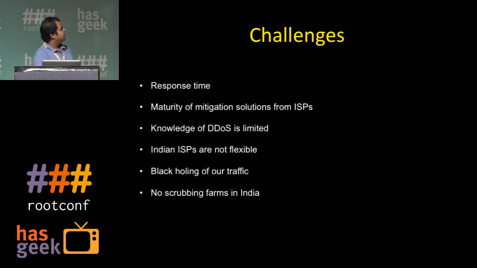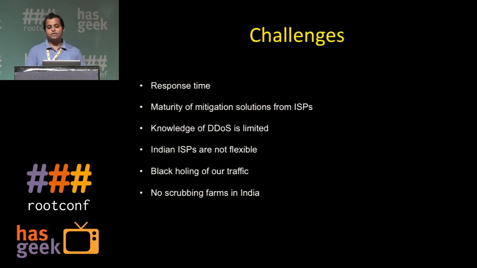The fifth point is black holing of our traffic. The ISPs are very quick in black holing your IP address. If they've tried their mitigation solution and it's not helping, and their knowledge of DDoS is reaching a level where they can't do anything, and the attack on us is actually hurting our neighbor also, and even an attack as small as 10 GB hurts the neighbor. We've been victims and I'm sure we've affected other people also. So they're very quick in blackholing traffic.